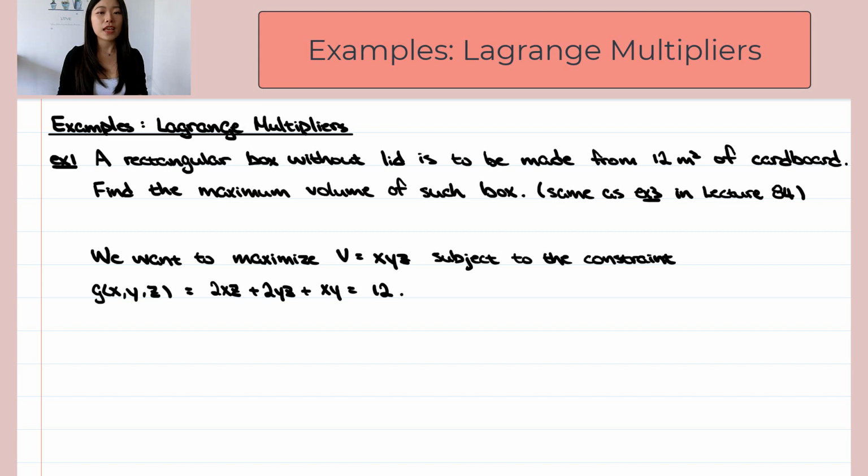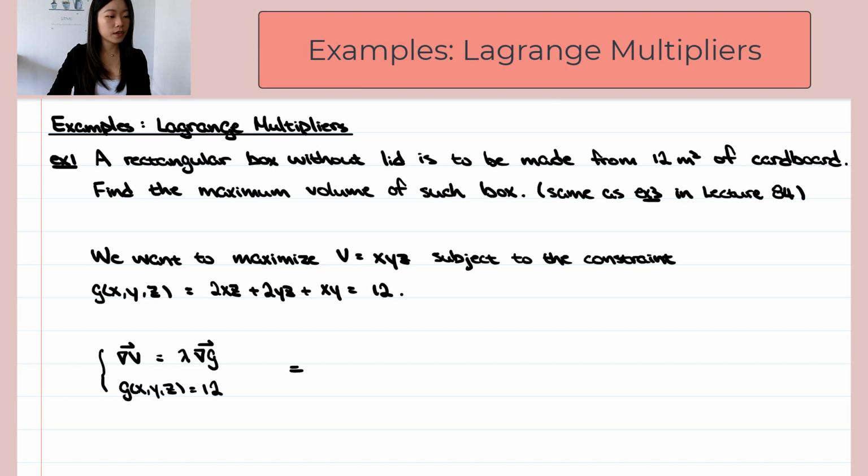Then using the method that we learned in the previous lecture, I'm going to write out 4 equations. The first 3 are the gradient of the volume function equals the Lagrange multiplier, lambda, times the gradient of the constraint, del g. And we also have an equation for the constraint, so g of x, y, z equals the constant 12.